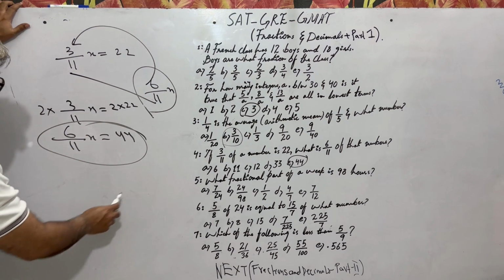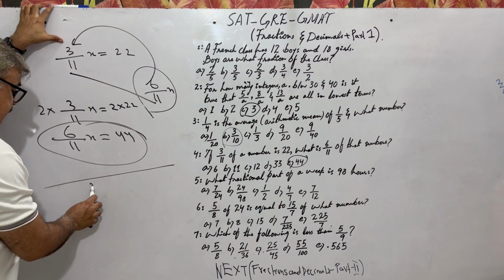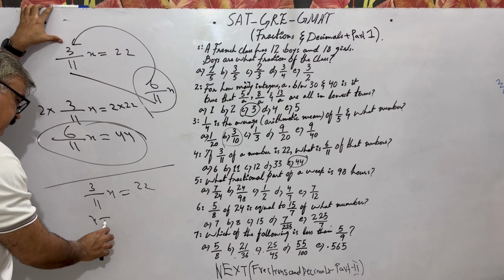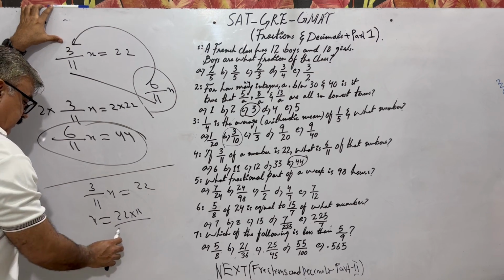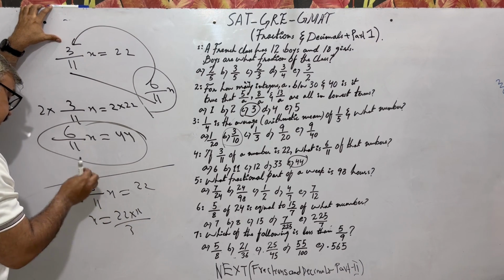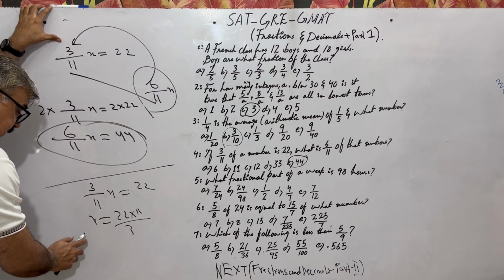Or one can take the traditional path. Solve for x. x is going to be 22 times 11 over 3. That is the required number. We are asked to find its 6 upon 11 of the number.